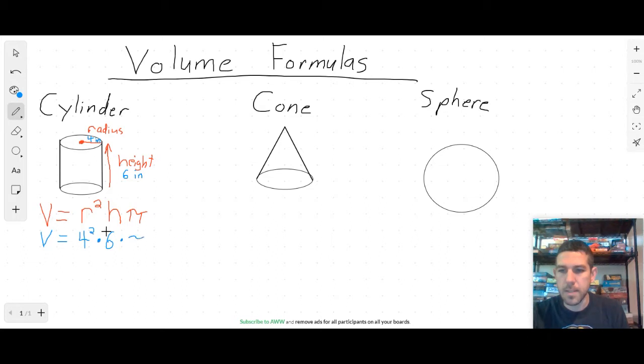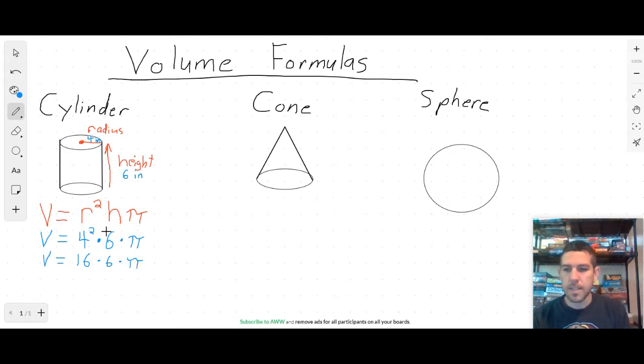I'm going to leave the pi symbol as is just for now. Sometimes the answers are in terms of pi, meaning they actually leave the pi symbol as is. They don't convert it to 3.14 all the time. Now let's go ahead and do the math. Once you plug in your numbers, just follow through with the evaluation. 4 squared is 4 times 4, or 16, times 6 times pi.